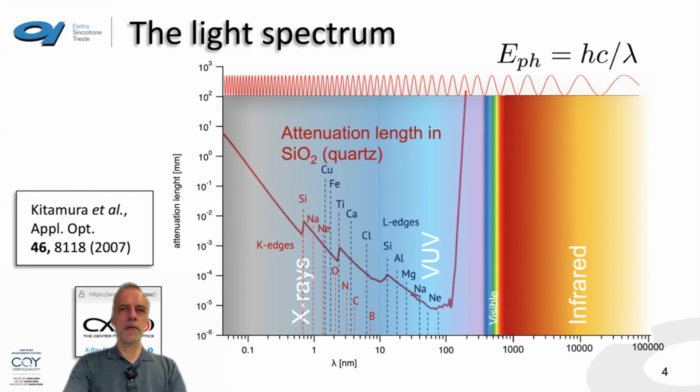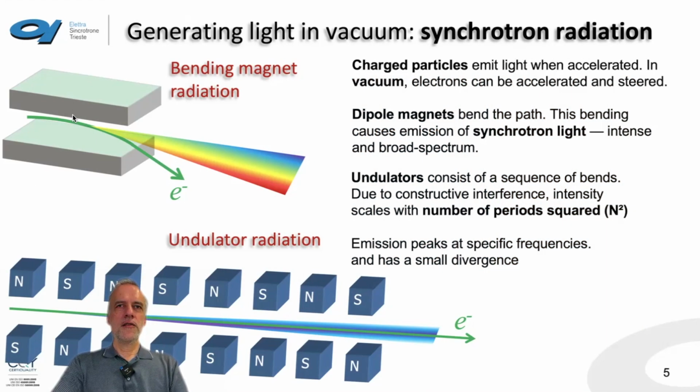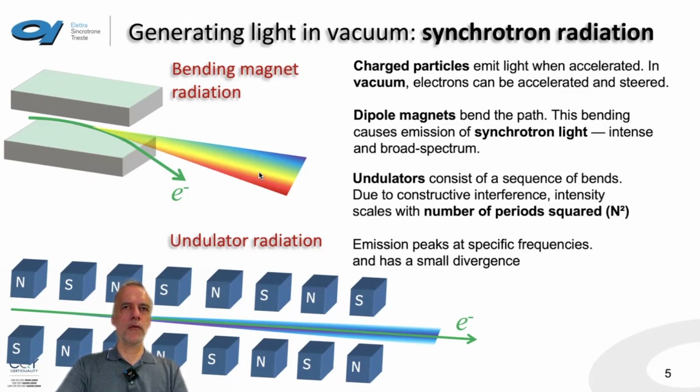To prevent this kind of absorption and preserve the light for experiments or imaging, we have to generate and transport light in vacuum. Accelerated charged particles emit light, and electrons, being lighter, are more easily accelerated than nuclei. We're interested in accelerating electrons in vacuum and making them radiate efficiently. This happens, for example, when we steer a relativistic electron using dipole magnets, which bend their trajectory. That bending causes the electron to emit synchrotron radiation, a powerful broadband light source that covers from infrared to hard X-rays. A more refined magnetic structure is the undulator.